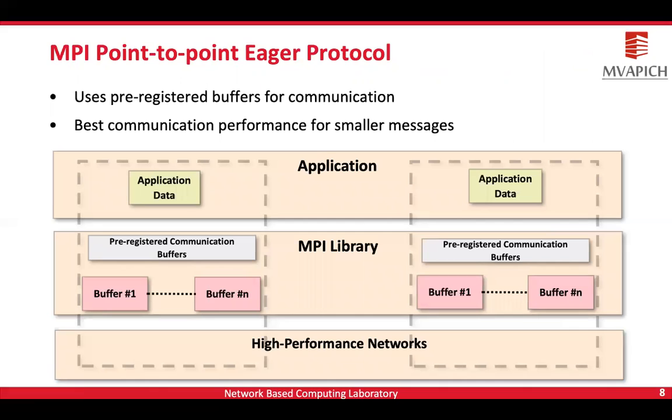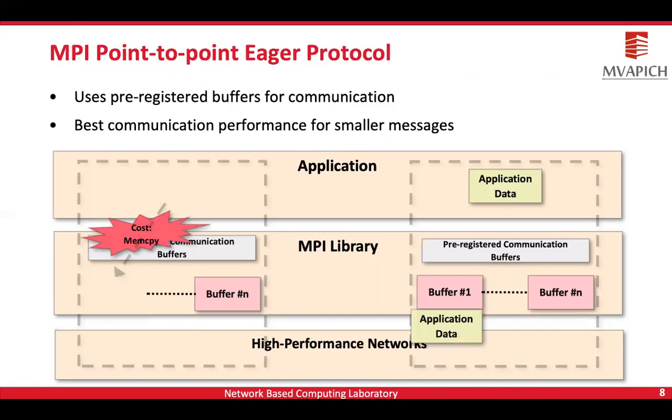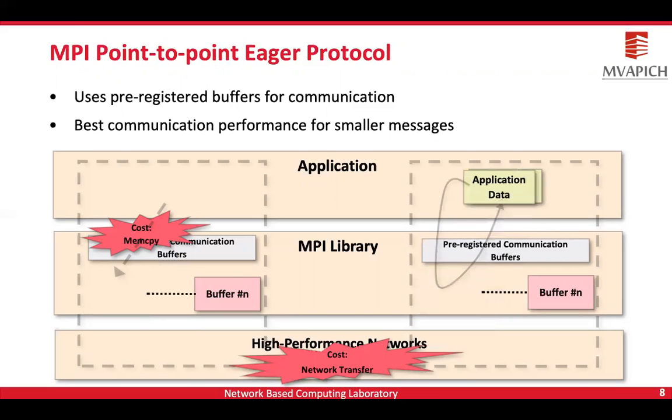Here I would like to talk about the eager protocol. This protocol is mostly used for small messages, and it uses pre-registered buffers for communication. As you can see in this diagram, first the data is copied to temporary buffers in the MPI library. These buffers are registered with the HCA. Then we have the network transfer. Then at the receiver side there is also a copy from the temporary buffer to the application buffer.